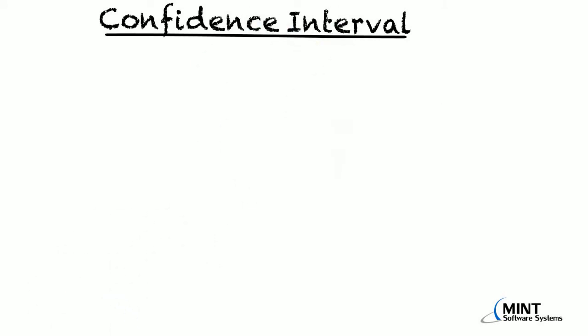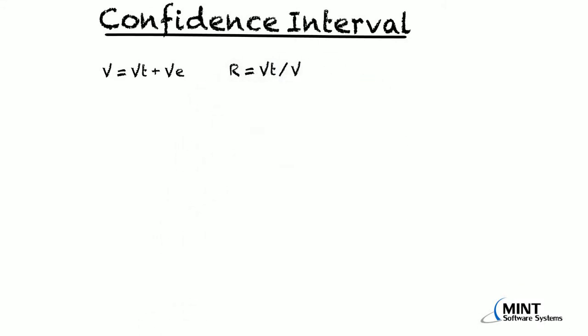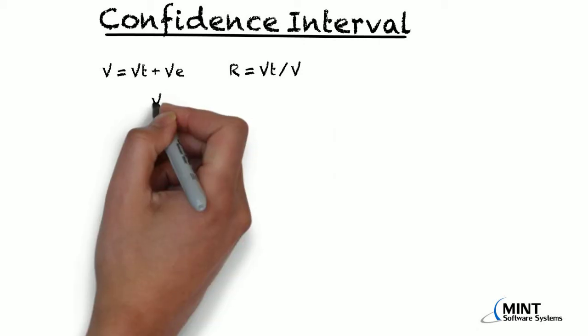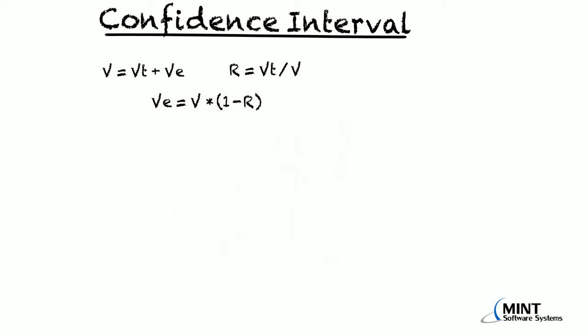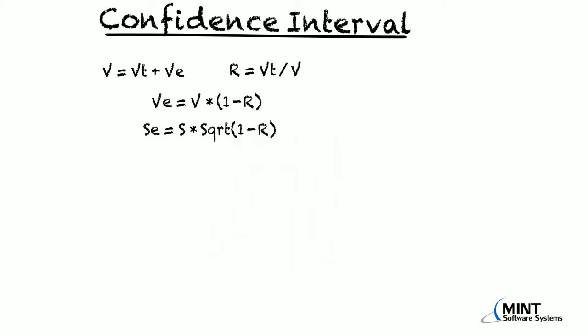We have as a definition the variance, which is the sum of true variance and error variance. And we have the definition of the reliability, which is the ratio of the true variance over the variance. If we bring these two formulas together, we then get the error variance as the product of variance and 1 minus reliability. And in the last step, we take the square root on both sides, which gives the standard error as the product of standard deviation and the square root of 1 minus reliability.